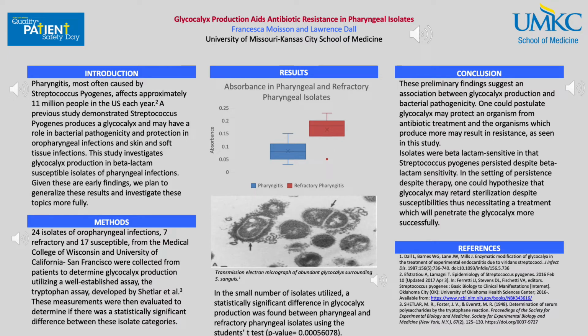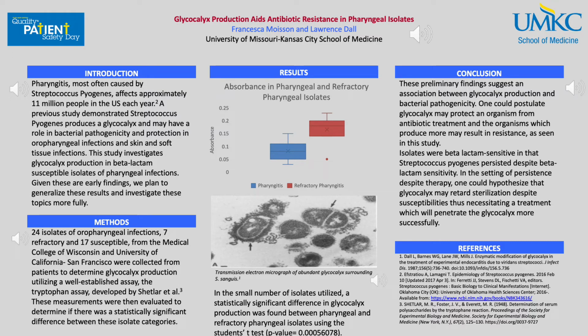In conclusion, these are early findings. However, they do suggest there is an association between glycocalyx production and bacterial pathogenicity. You could postulate that glycocalyx may protect an organism from antibiotic treatment, and the organisms which produce more glycocalyx may result in resistance, as seen in this study.